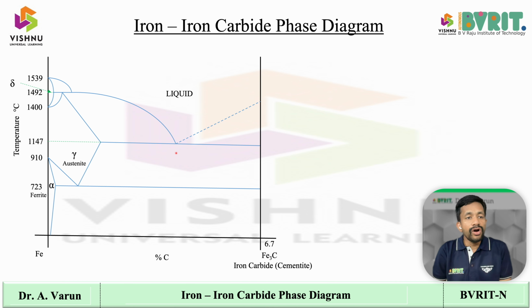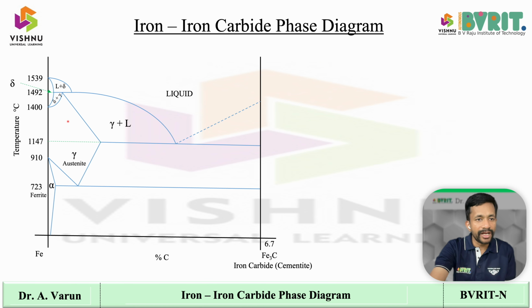Anyway, so let us mark in the other zones. It's very easy. Now this side delta, and here it is liquid. So you have here liquid plus delta, and delta here, gamma here. In between, delta plus gamma, delta here, liquid here, gamma plus liquid, and alpha here, gamma here. Then liquid plus Fe₃C, gamma plus alpha.